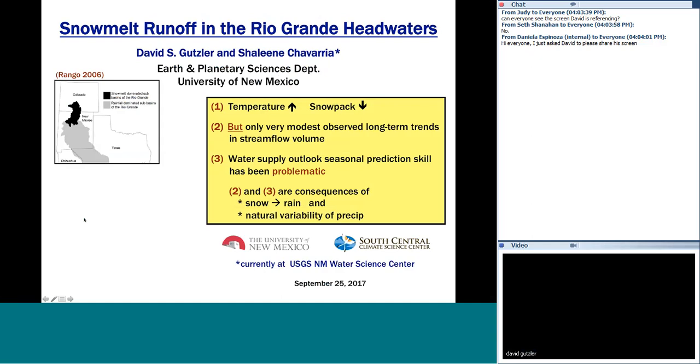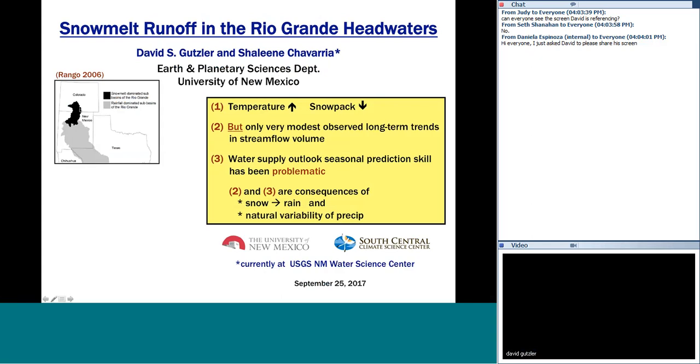Okay, there's the mystery map up in the upper left that I was talking about. And so this black region up here is generally snowmelt dominated. As we get farther downriver, the amount of snow decreases, and a different set of processes comes into play that determines streamflow.